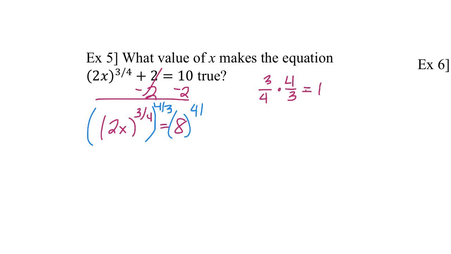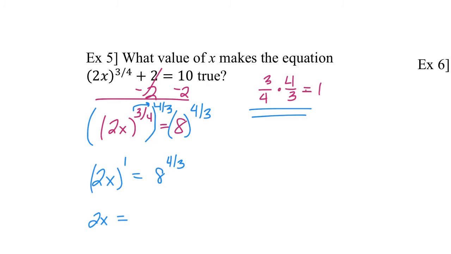So this 8 needs to be raised to the 4/3. This 3/4 and this 4/3 end up giving you 2x to the first power, because if you have a power to a power, you're going to multiply, which is this on the side. 3/4 times 4/3 is equal to 1. Then on the right hand side, I have 8 to the 4/3. On the left, 2x to the first is just 2x.